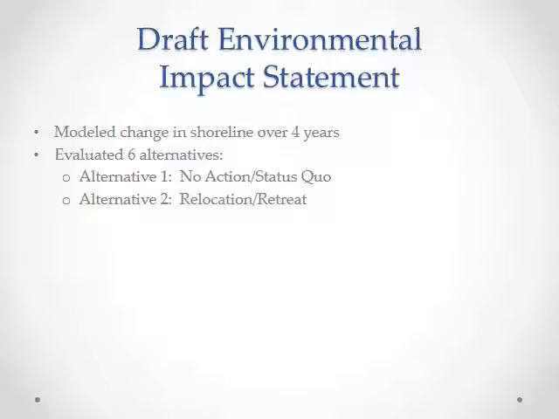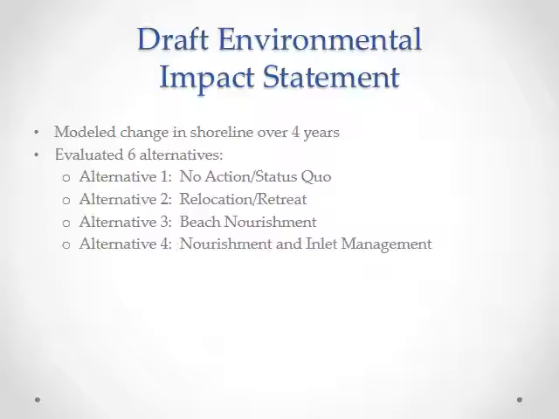No sandbags, no beach nourishment, no anything. The third alternative is just beach nourishment. The fourth alternative is beach nourishment and managing the inlet through dredging. The fifth alternative was a short groin. It was a shorter groin closer to the houses.